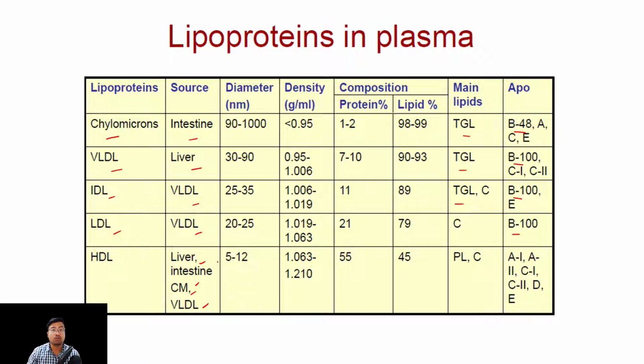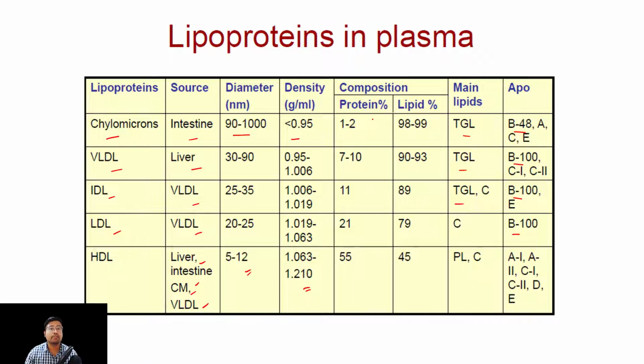You should also notice one thing, that as we go down, the size decreases. The diameter for chylomicron is maximum 92,000 nanometer, and it is least in case of high density lipoprotein. So the size decreases and therefore the density increases. So chylomicrons have got least density, and HDL, as the name suggests, high density, has got the highest density, right?